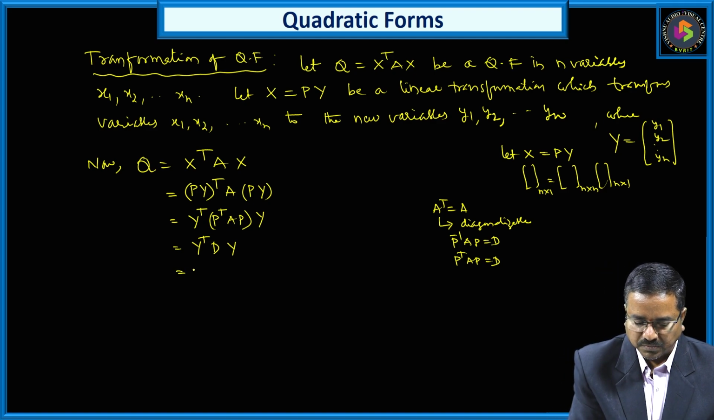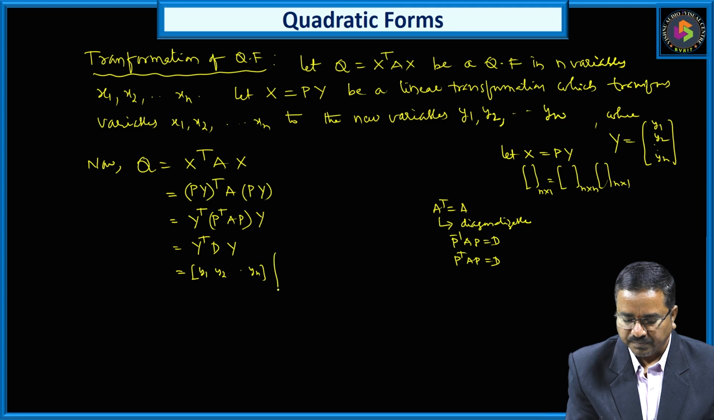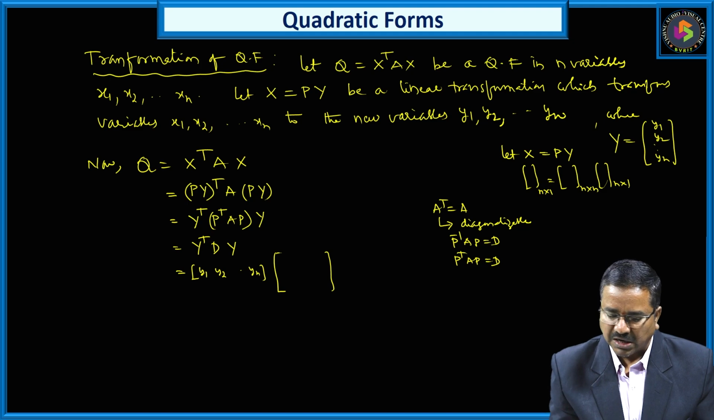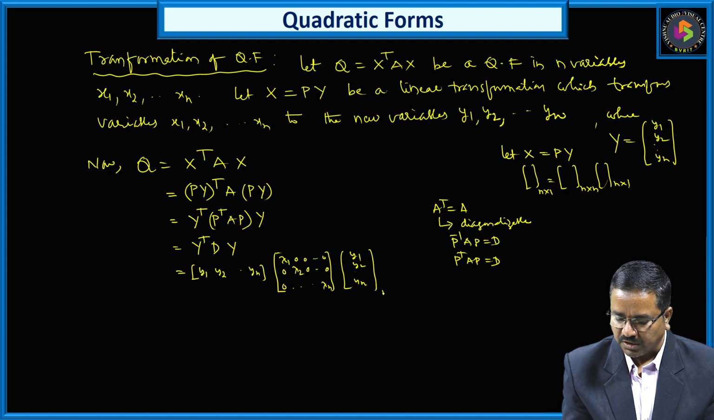What is the Y transpose? We know Y transpose is y1, y2 and yn. What is D? D is the diagonal matrix. Suppose lambda 1, lambda 2 and lambda n are eigenvalues, then we get lambda 1, 0, 0, then 0, lambda 2, 0, then 0, 0, lambda n, times y1, y2, yn.